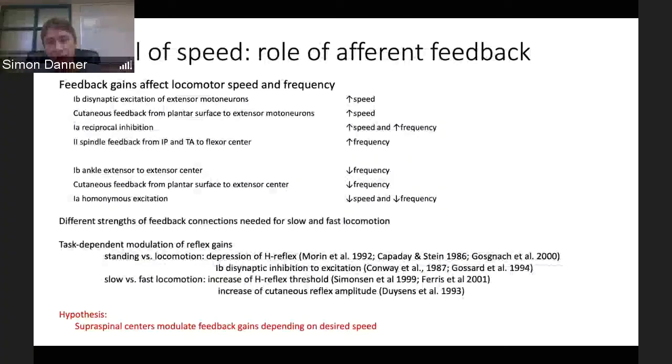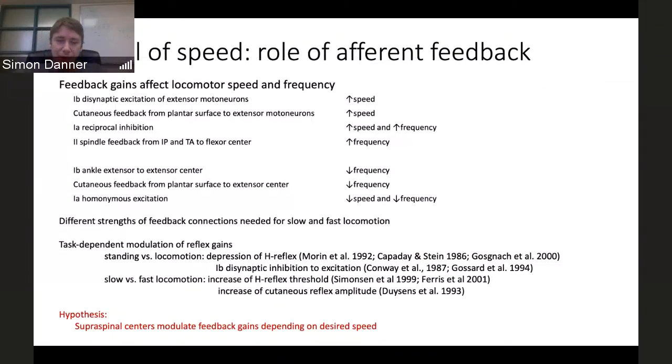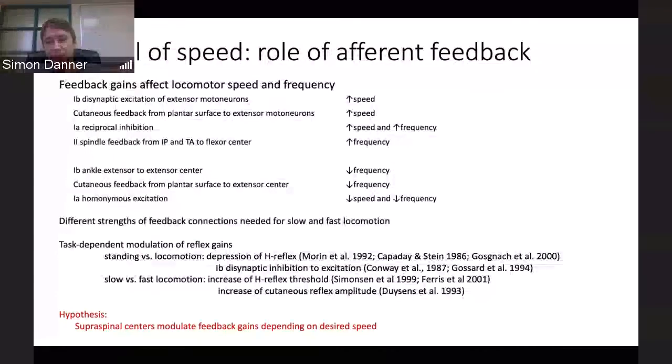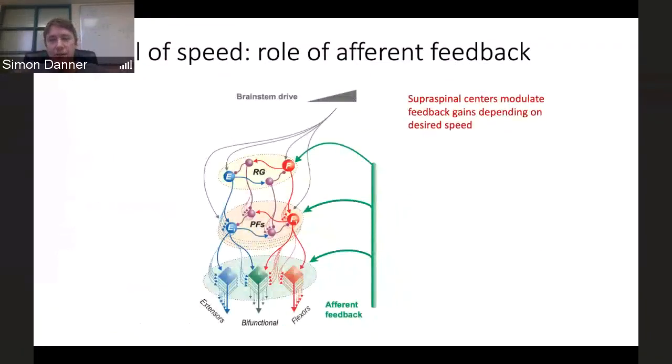And between slow and fast locomotion, there's less experimental data, but an increase of the H reflex threshold has been suggested, and also an increase of the cutaneous reflex amplitude with an increase of speed of locomotion. So from this, we pose the hypothesis that supraspinal centers modulate feedback gains dependent on the desired speed. And more specifically, we suggest that this is a task-dependent or state-dependent modulation from slow walking, exploratory movement, to faster locomotion.